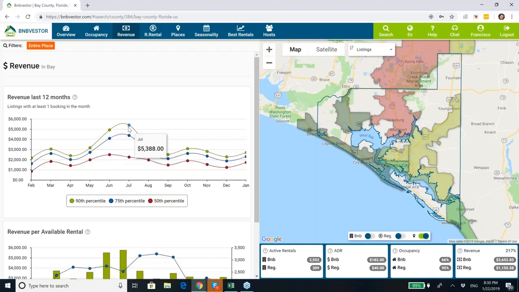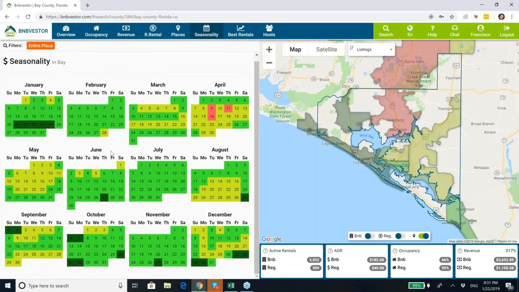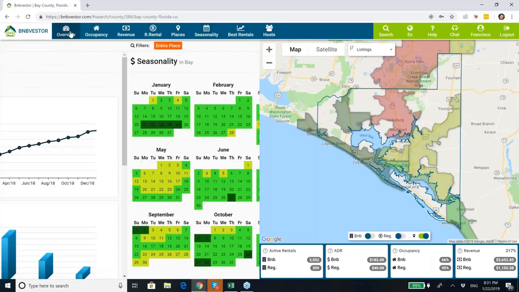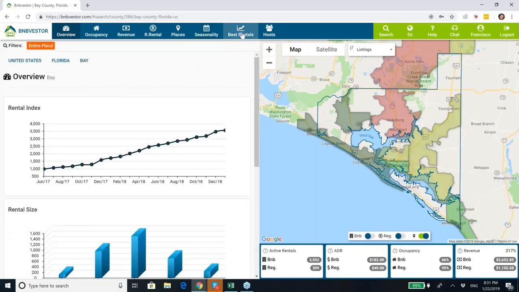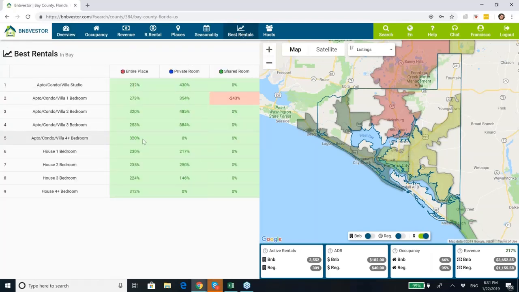So it's very important, when you go to an area, to analyze what am I doing here. And if you want a clear view of how that looks, you can see it in the seasonality part. As you can see here, it will tell you June and July are more consistent here because they are higher revenue streams. See, the prices are higher here and the occupancy is good. Okay, again, best rentals in the area for that county: a 4-bedroom apartment, 320%, and a 2-bedroom apartment is 320% also. So it's really good. Let's check our hosts in the area.